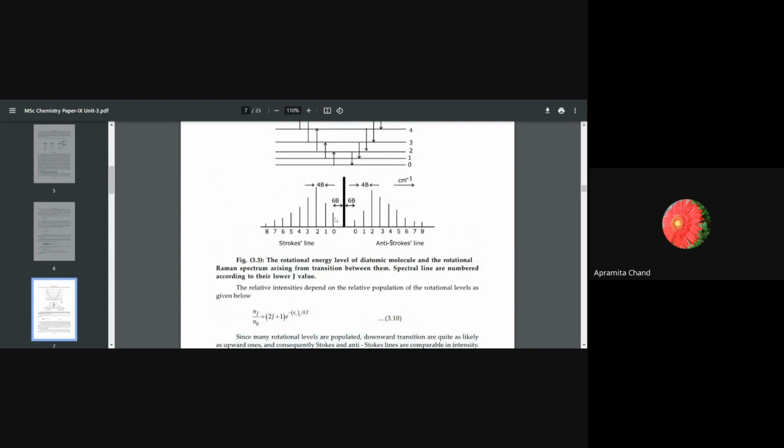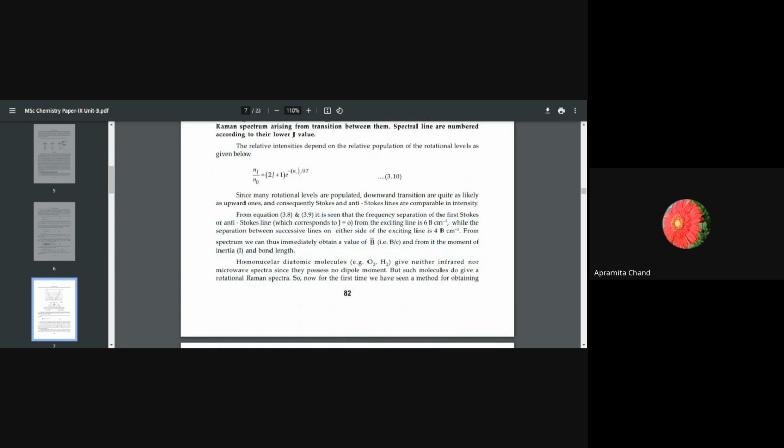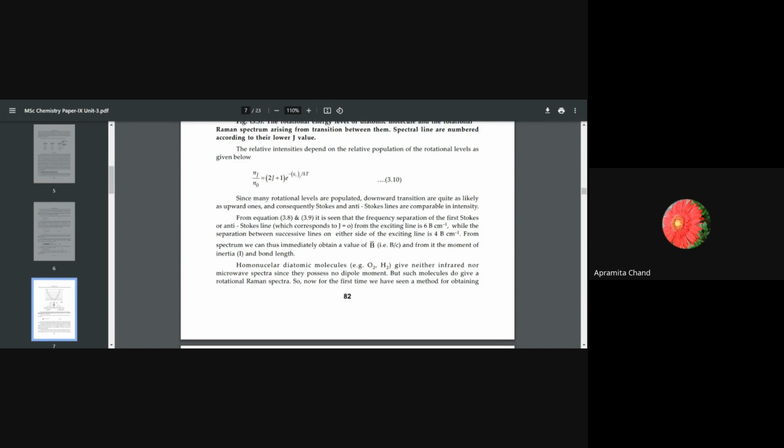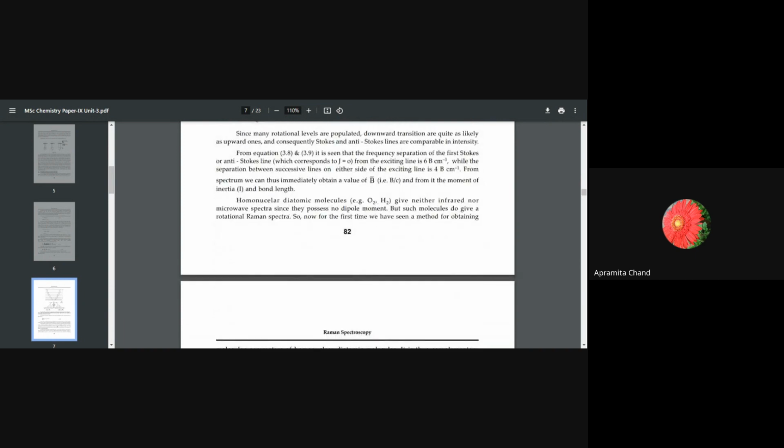So you read this particular line. It can be seen that the frequency separation of the first Stokes or anti-Stokes line, which corresponds to J equal to 0, from the exciting line is 6B centimeter inverse. Here is what we have seen. For J equal to 0, for both Stokes and anti-Stokes lines, the separation is 6B, which we have discussed earlier. The separation between successive lines on either side of the exciting line is 4B centimeter inverse. So the first separation is 6B and thereafter the separation becomes 4B.